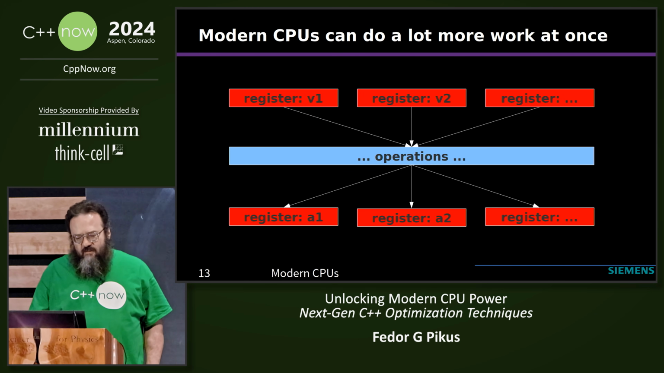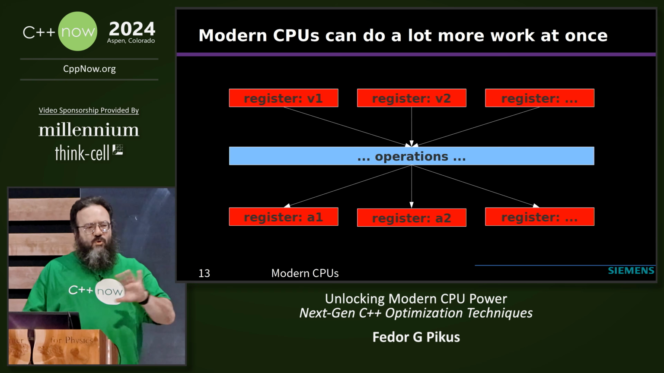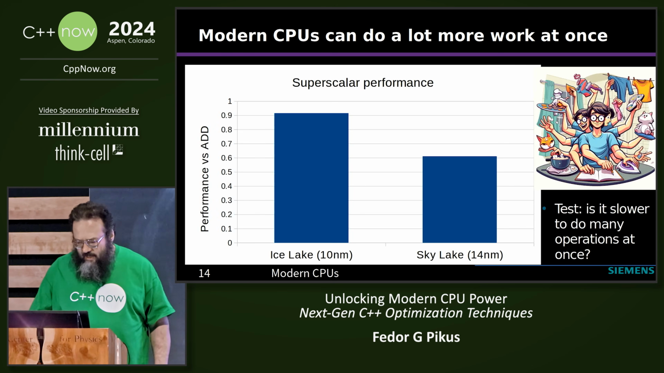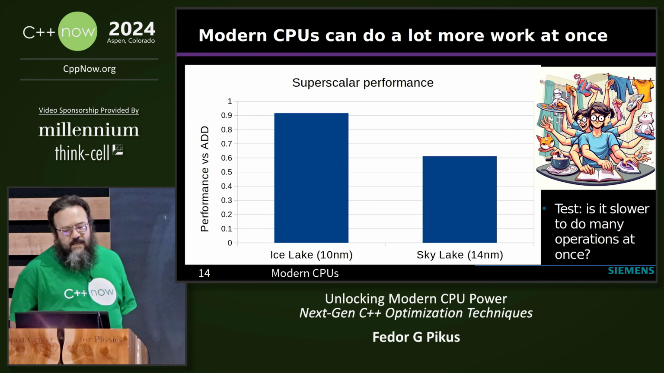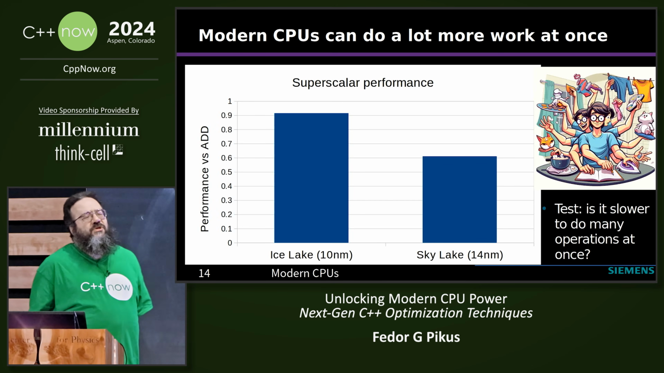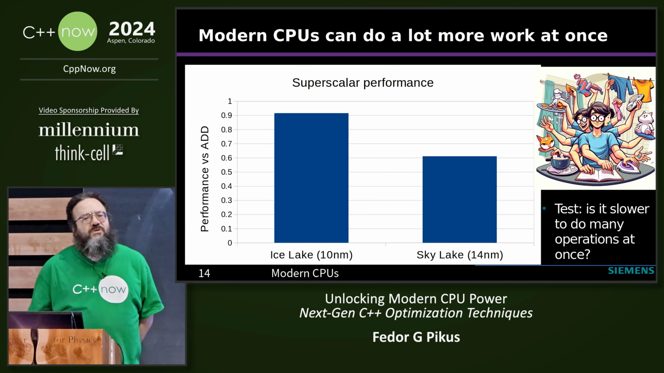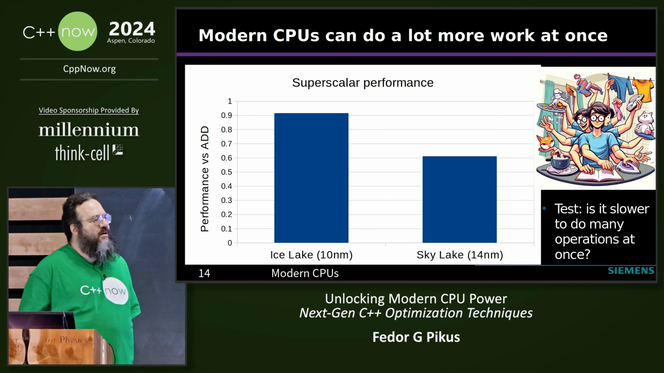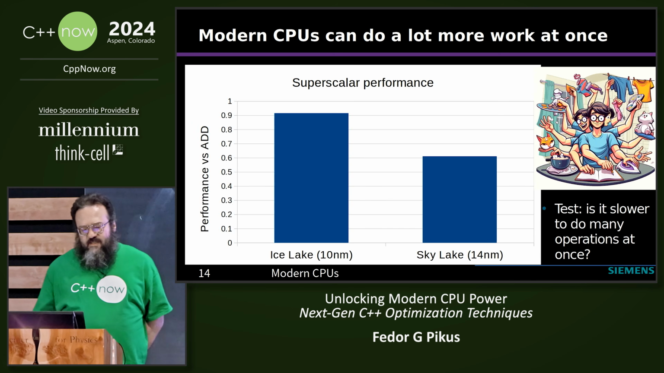So this is basically how it looks. You have some data in the registers. You can do multiple operations on these registers at the same time. You can produce multiple outputs. So the first question: do modern CPUs do more operations in that superscalar capability? Can they do more things at the same time?